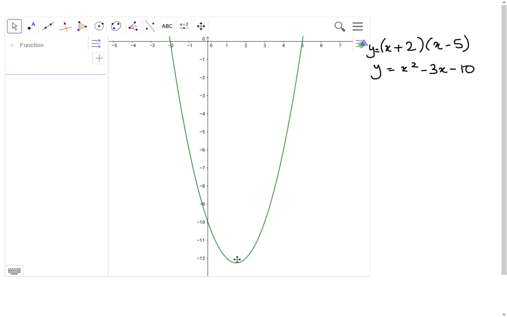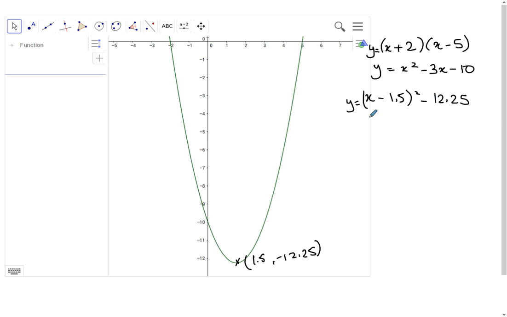If the only point they give you is the minimum point, which was 1.5 and minus 12.25, then you know it's come from completing the square. And with the x value, we actually change the sign. So it's come from x minus 1.5 all squared minus 12.25, because our y coordinate was as is.